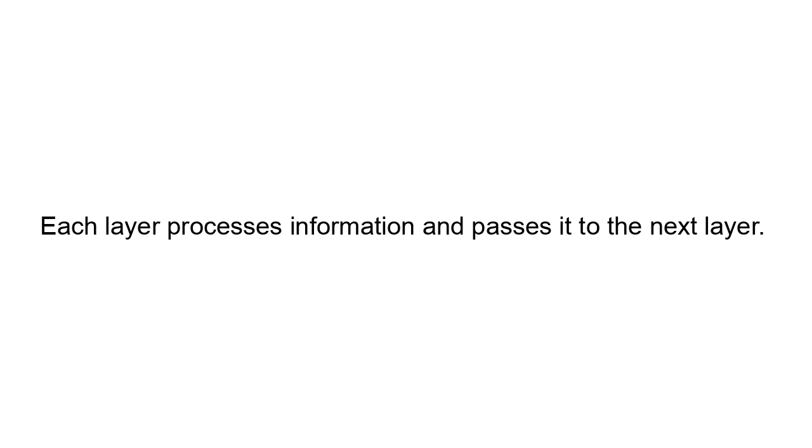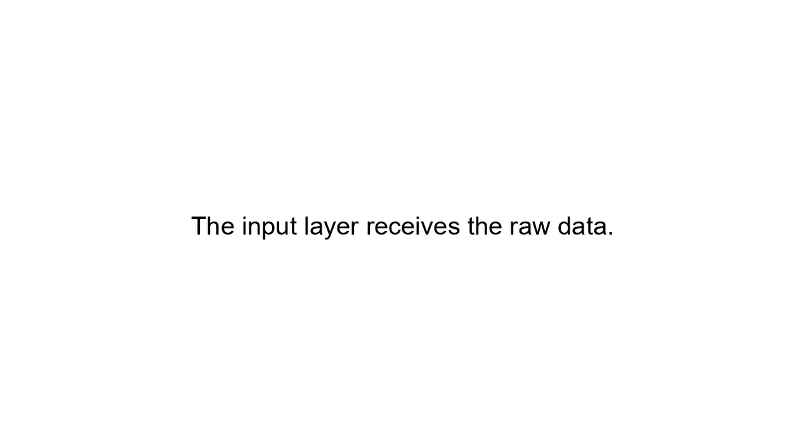Input layer. The input layer receives the raw data. Examples of input data: pixels from an image, numerical features from a dataset, audio signals, words from a sentence. Example concept: image pixels, input layer. The input layer sends the information to the hidden layers.